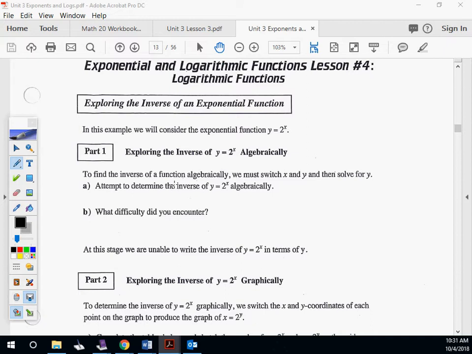So we got Unit 3, Lesson 4. So now we're actually getting to the logarithm part. We've been talking about exponents, so now we can talk about logarithms.